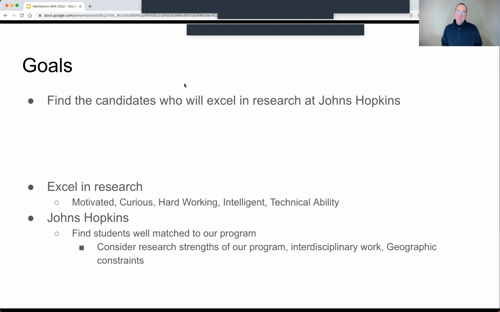And then the other part of that is we don't want people who will excel in research anywhere. We want people who excel in research at Johns Hopkins. And what that basically means is we want people who are well matched to our program. So we consider the research strengths of our program. Our work at Hopkins is very interdisciplinary. Not everything is, but a lot of it is. And so we're looking for candidates who might excel at interdisciplinary work. Candidates with geographic constraints are of interest to us. You know, if you can't move to Baltimore, that's obviously going to be an issue. If you want to move to Baltimore, that's going to be a good thing. These are the kinds of factors we look for.